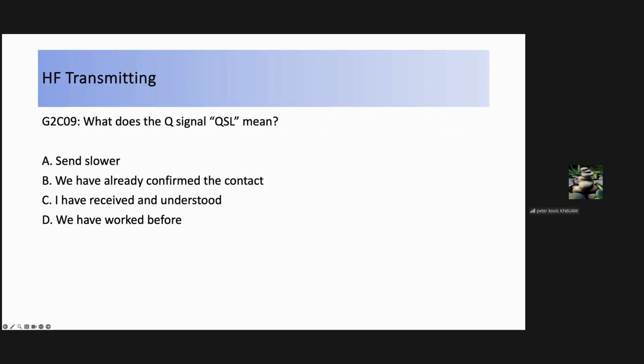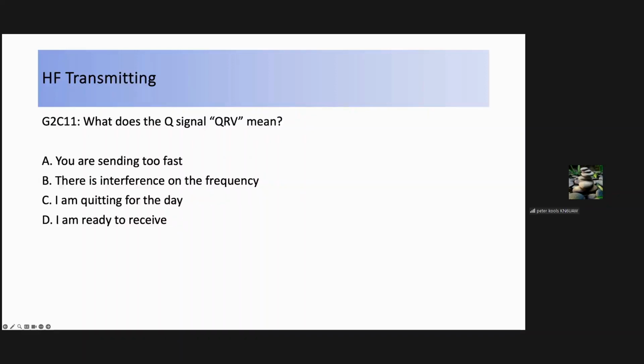And what does the Q signal QSL mean? I have received and understood. What does the Q signal QRV mean? I am ready to receive.